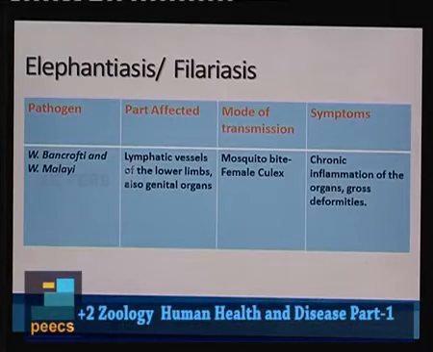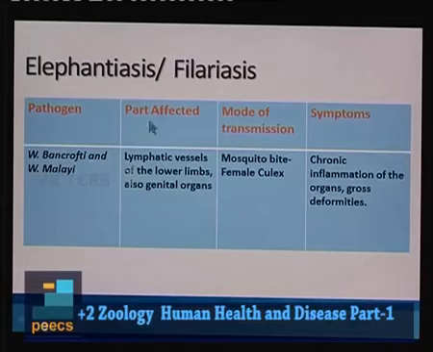Now, we can go to the next disease. The next disease is elephantiasis or filariasis. Elephantiasis or filariasis is caused by Wuchereria bancrofti or Wuchereria malayi. The part affected will be the lymphatic vessels of the lower limbs and also the genital organs. Now, the mode of transmission. Filariasis or elephantiasis will be transmitted by mosquito bite. The Culex mosquito is acting as a vector for this particular disease.